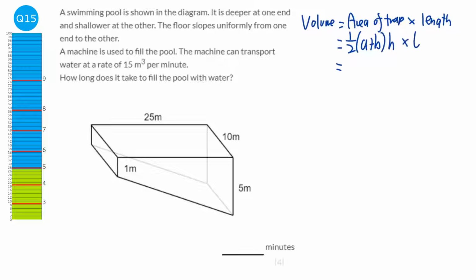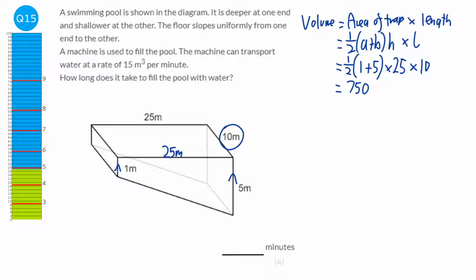Now A and B are the two parallel sides, which will be this one and this one. And then the h is the perpendicular line that hits both of them at 90 degrees, which is what perpendicular means, between the bases. So this will be the 25 meters here. So it's going to be half, and then we're going to add 1 and 5, times that by 25. The length is how 3D it is, so it would be that 10 there. So we're going to times that by 10, and that will give us 750. So it's 750 meters cubed.